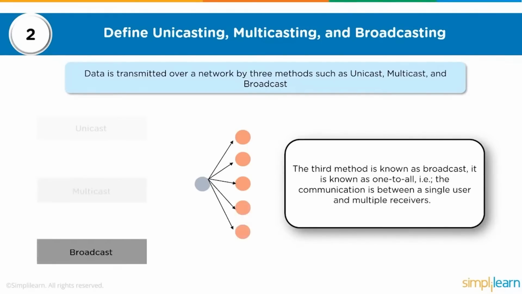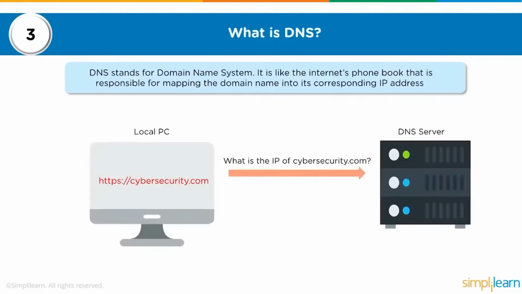And then comes the broadcast. The third method is known as the broadcast. As it says, it is going to broadcast to all. So this is one to all, that is communication between a single user, and it is going to be sent to all the machines in that particular network. Right? So the three ways: unicast is one to one, multicast is one to many, and broadcast is one to all.